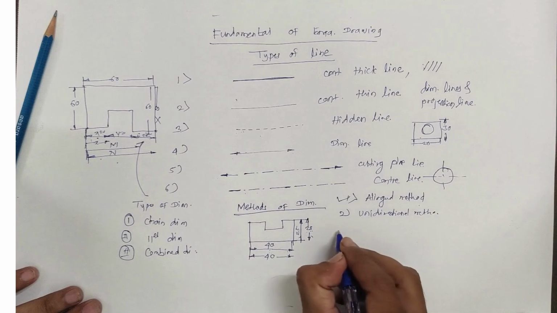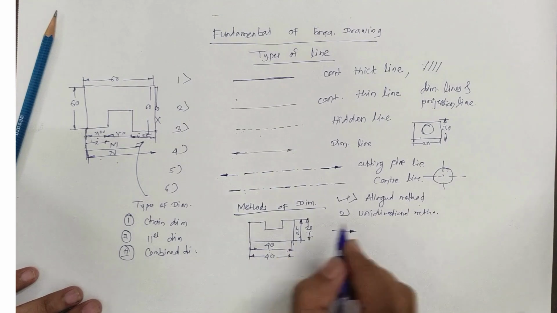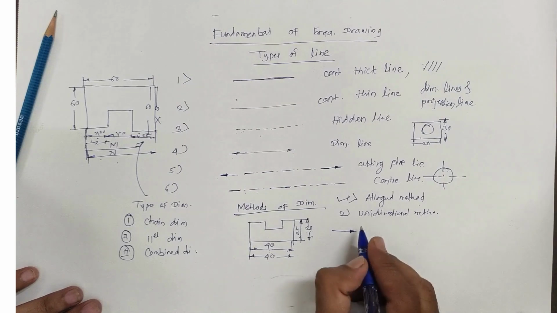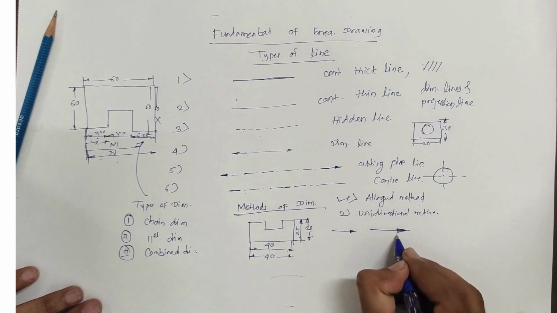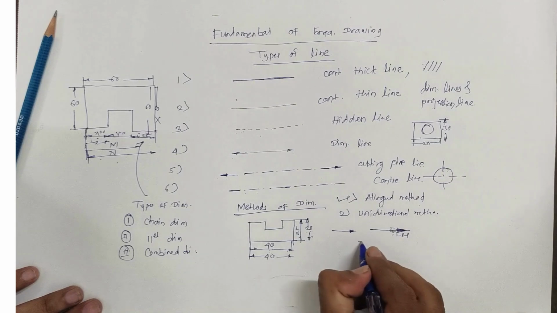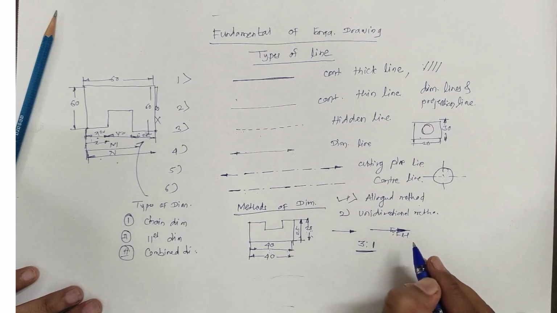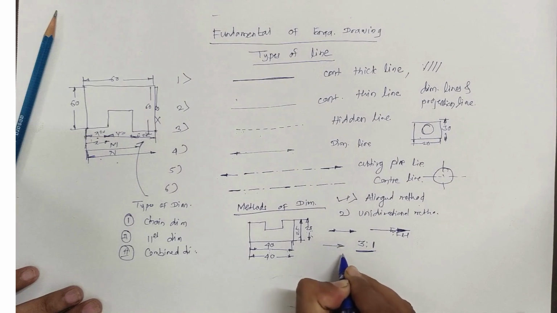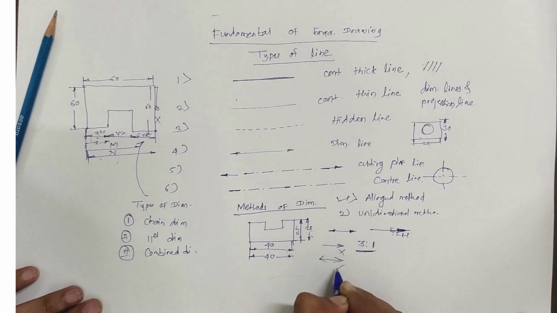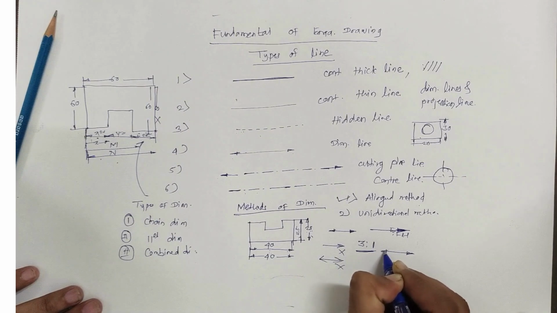Last, but very important, is how to draw the arrow. The arrow should be a filled arrow. I'll draw like this. This is the length and this is the height. That ratio should be 3:1. So the length is 3 and the height should be 1, and the arrow should be a filled arrow. This is wrong, again this is wrong. So the arrow should be a filled arrow, in the ratio 3:1.